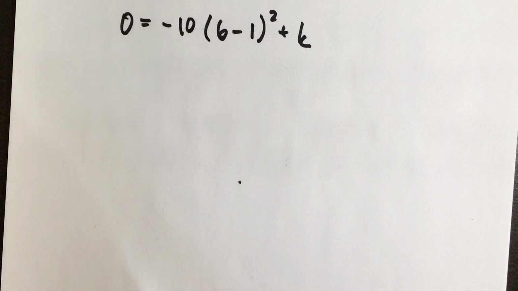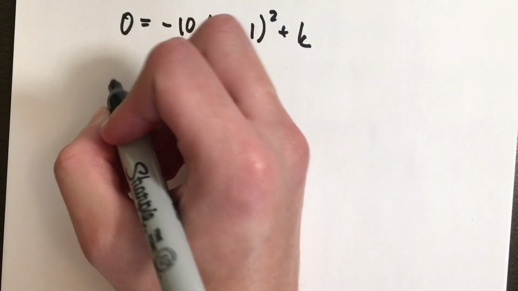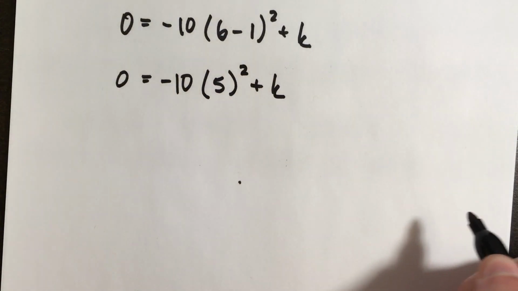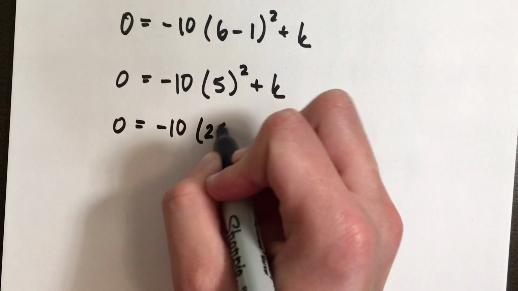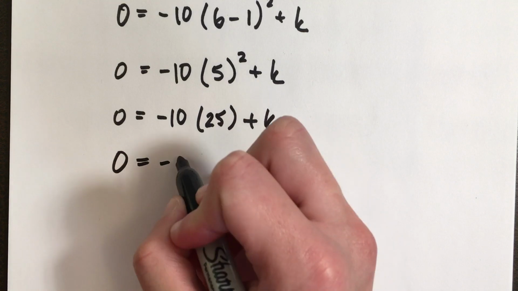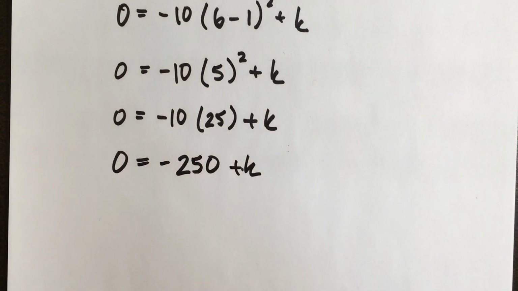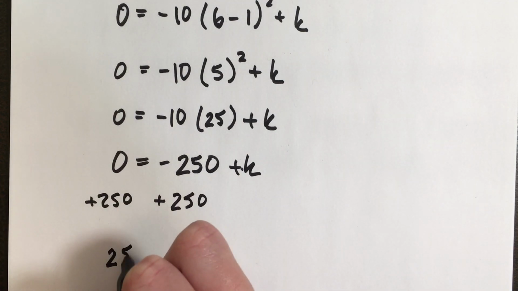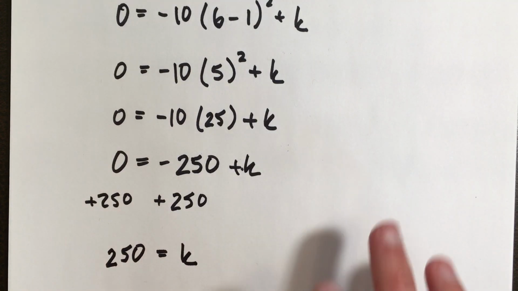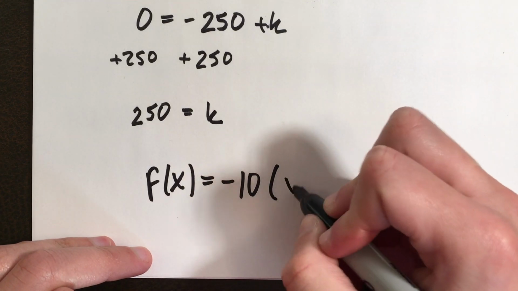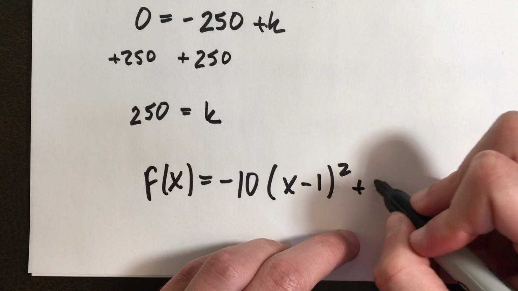So we have 0 = -10(6 - 1)^2 + k. So we have 0 = -10 times 5 squared plus k. We have -10 times 25 plus k. And so we're going to multiply these two. So 0 = -250 + k. And we want to get k by itself, so we're going to add 250 to both sides to get k by itself. So 250 equals k. So our final answer for B is f(x) = -10(x - 1)^2 + 250.